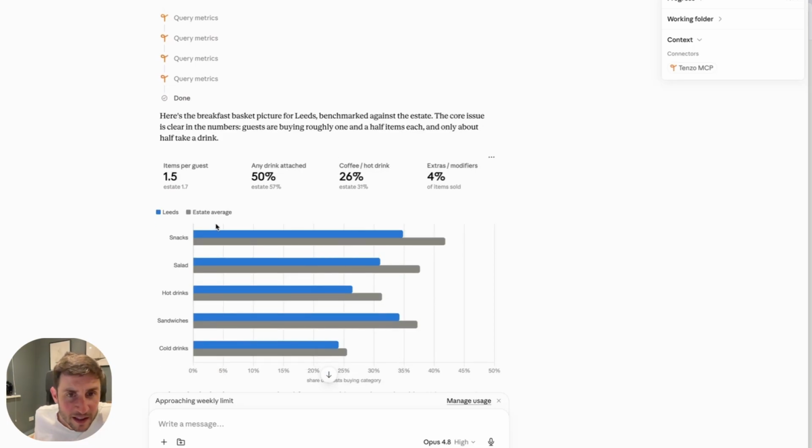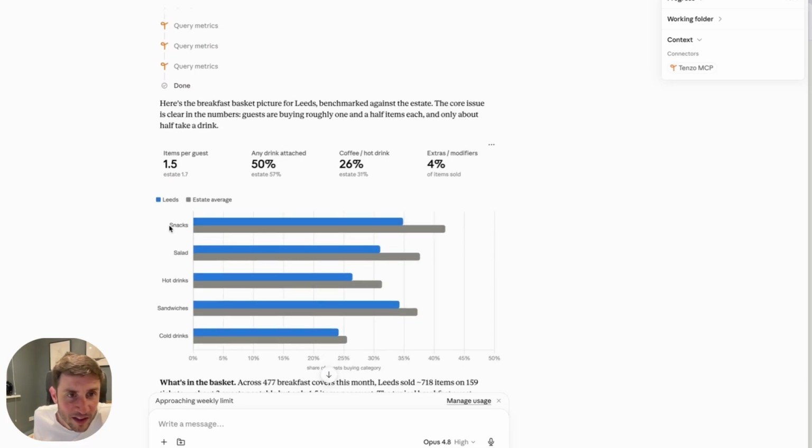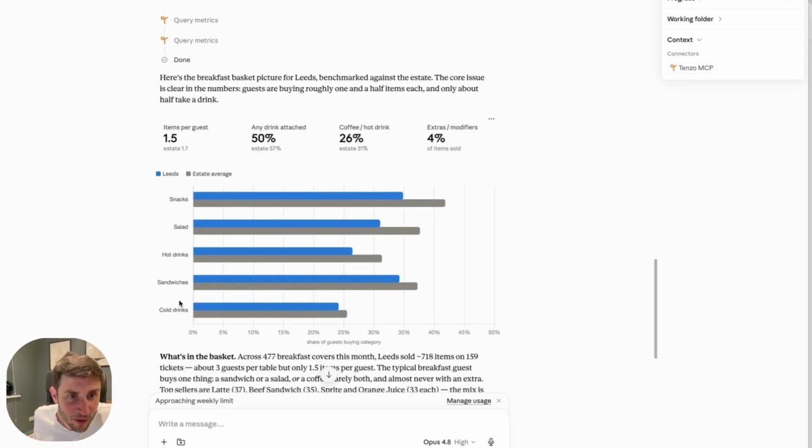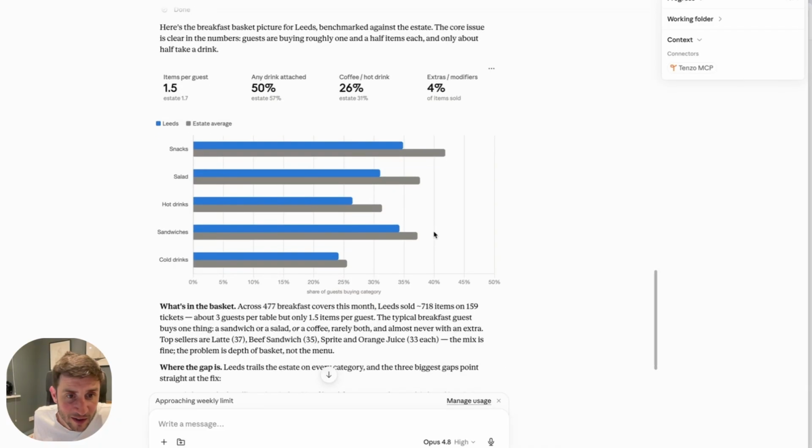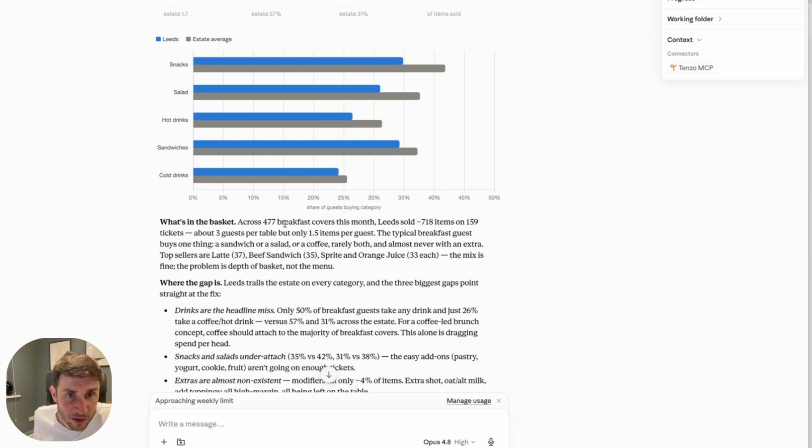And then it's done a really neat analysis here of looking at what's the attachment rate for each of the main, sides, snacks, salads, etc. And then it's showing me how Leeds is doing versus the estate average. We can see across the board we're below the estate average, but particularly snacks, hot drinks, salads. It's looked across 477 breakfast covers, which sold 718 items, about 3 guests per table, but only 1.5 items. The typical breakfast buy is just one thing, salad or drink or coffee, rarely both.